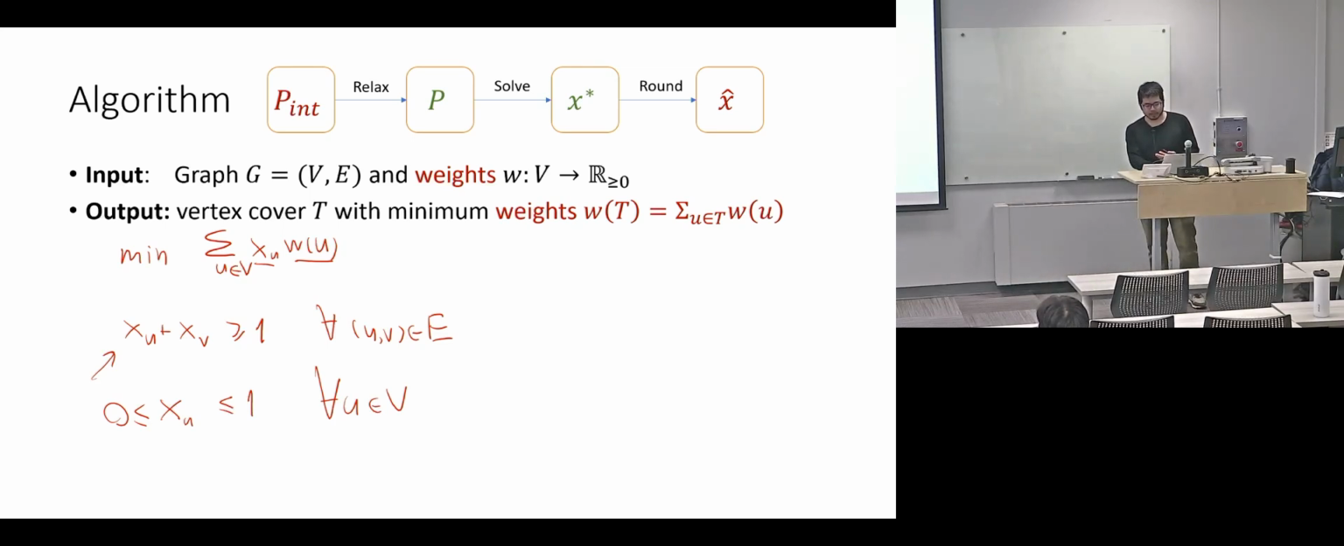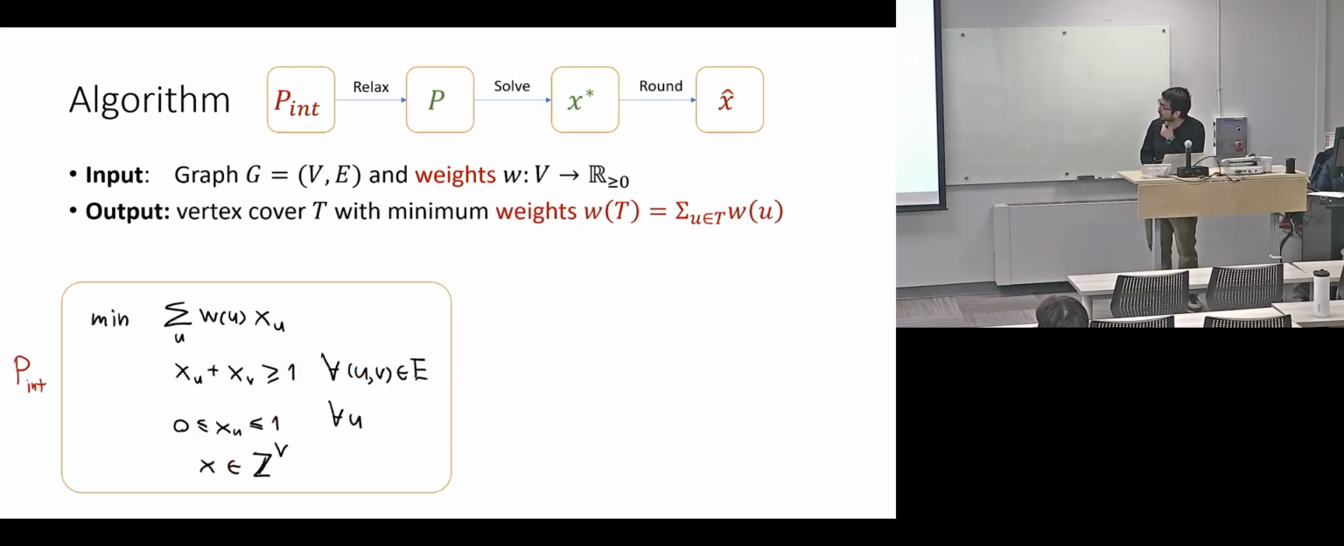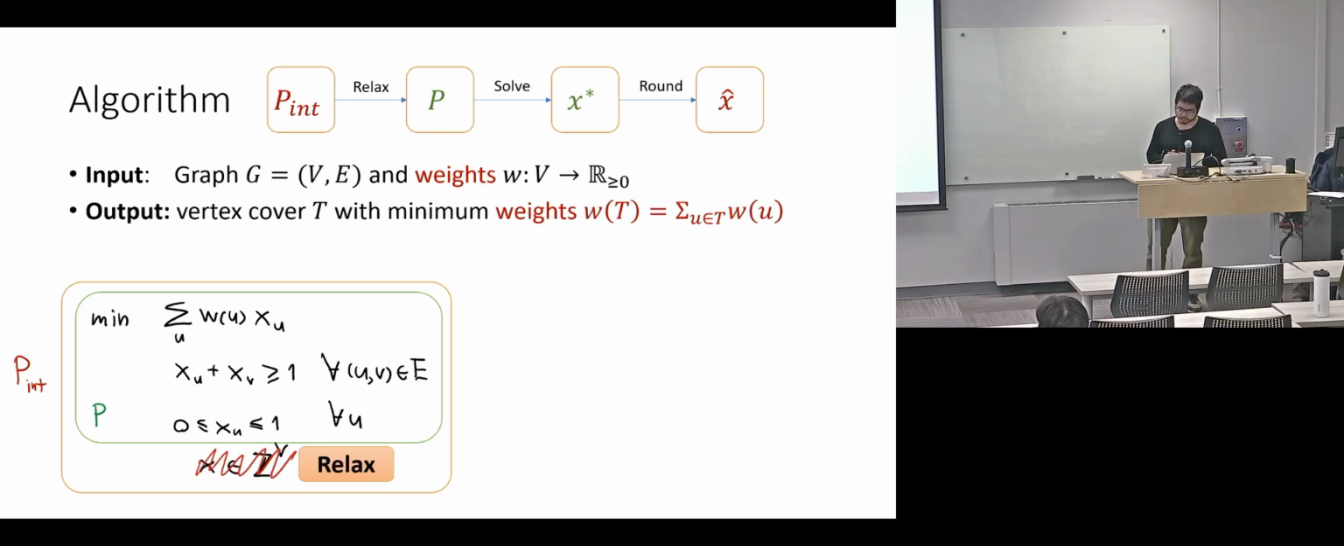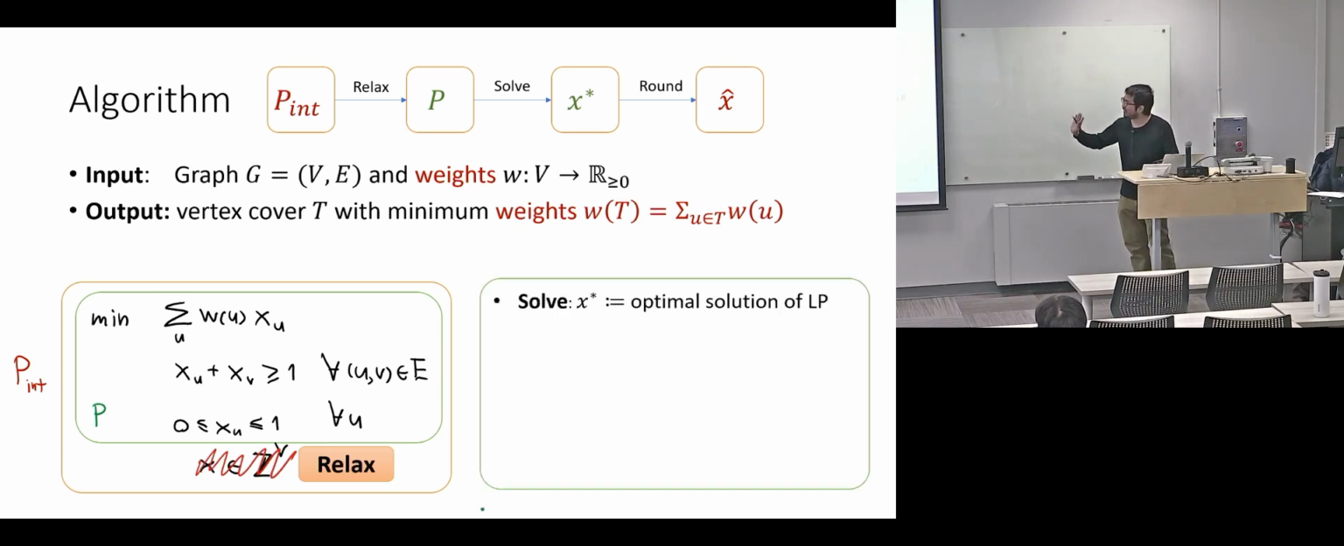So that's basically the first two steps, right? Get an IP like this, and get an LP. Relax it. And the next step, you do nothing. You just solve, assuming that you can solve it. You get X star. And once you get X star, it may not be integer. So let me tell you how to round X star.